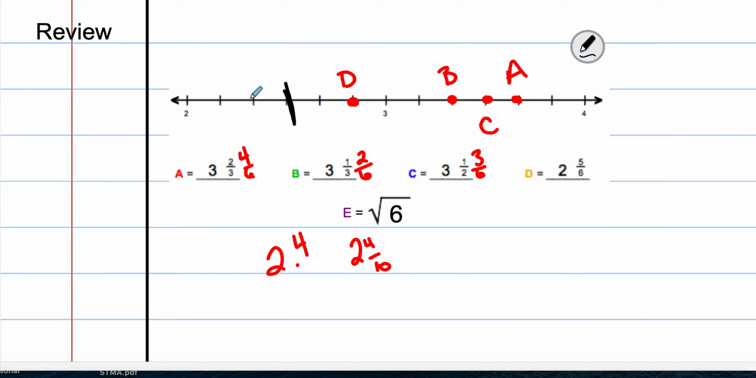Now, this would be 2/6. 2/6 is 0.3 repeating, so it's going to be more than 0.3 repeating but less than 0.5, so it's going to be somewhere in here. You just estimate, and that's how you put letter E on. So just know, some you can put in exact locations, some like the square root of 6 you're estimating.